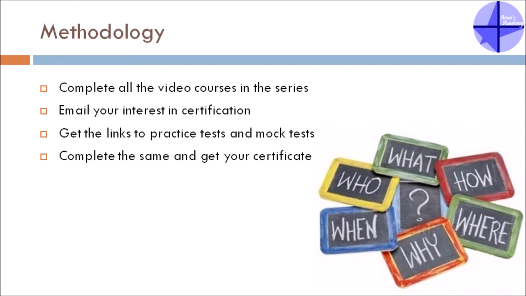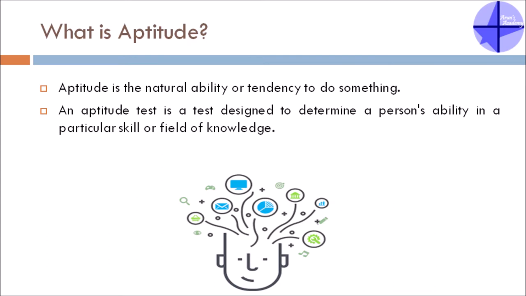First of all, let's begin by understanding what is aptitude. If you want to define it, it is a natural ability or tendency to do something, alright? It is not something in particular. You can have aptitude in many different skills. An aptitude test is a test designed to determine a person's ability in one particular skill or field of knowledge. It can even be multiple areas. Now that kind of a test is called an aptitude test.